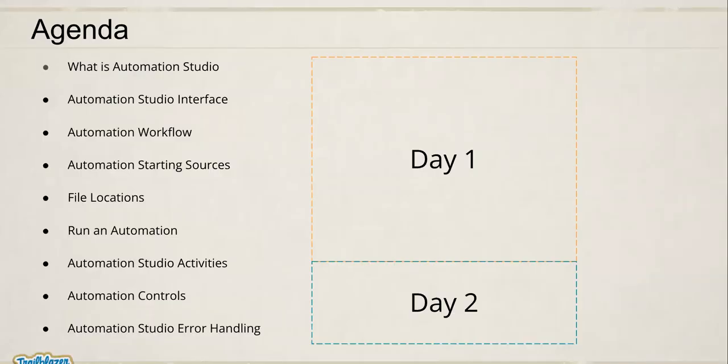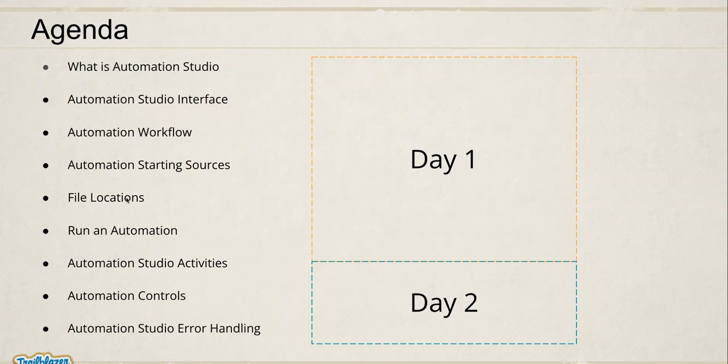So this session on Automation Studio is going to be split and covered across 2 days, that is today and tomorrow. So this is the entire agenda across 2 days. We'll cover what is Automation Studio, the Automation Studio interface, the automation workflow, how the workflow in Automation Studio looks within Marketing Cloud. What are the different starting sources for Automation Studio?